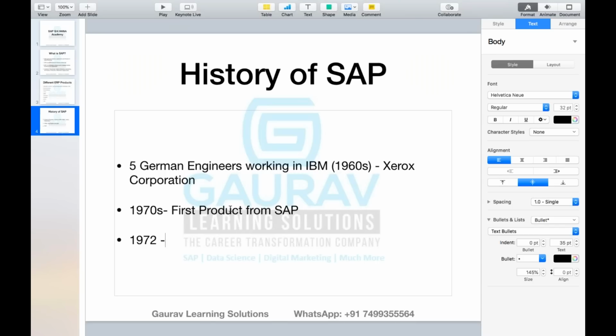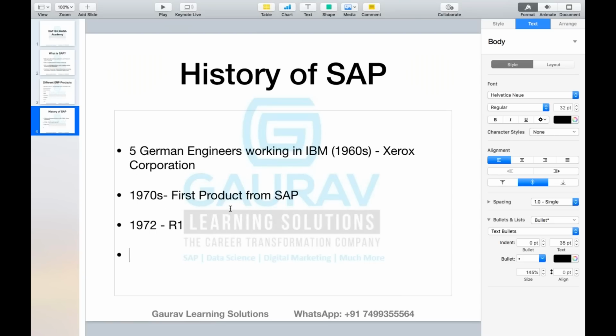Later on in the 1980s, they developed additional functions. In the 1990s, they came up with additional functions. In 2000, they came up with more and more features. And today we are talking about SAP S4 HANA. So in 1972, the product that they came up with, let's say it is R1. Okay, I'll tell you what is R1, R2, and R3.